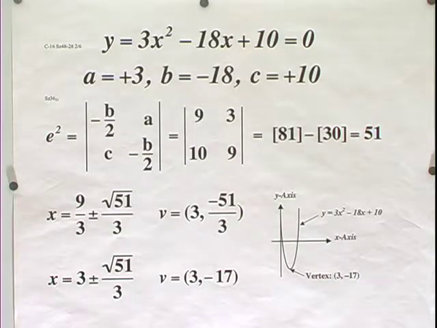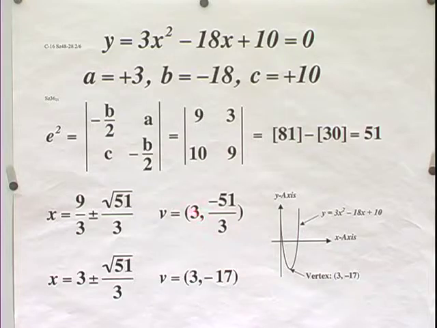So what are the roots? X equals this 9 divided by A, that 3, 9 over 3, plus or minus the square root of the deviation, 51, divided by a. When I do this division, I get 3 plus or minus the square root of 51 over 3, which is what we got in the last slide using arithmetic.